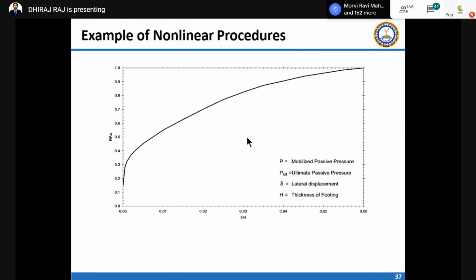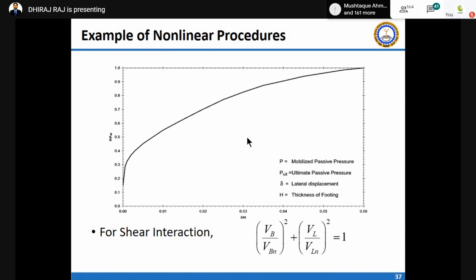It is actually a normalized curve. You can multiply this with the thickness of the foundation and the vertical load, and you will get it for your own foundation. And this is the shear interaction. So here also you have shear forces in both directions, so there is an interaction between shear forces also. So this is VB by VBN.